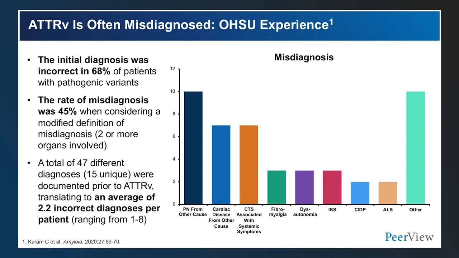This is also a Dr. Karam's study looking at OHSU experience, and you can see that there is often misdiagnosis with this disease. The initial diagnosis was incorrect in 68% of patients, with an average of 2 incorrect diagnoses per patient. The most common misdiagnoses were neuropathy from other forms, either diabetic or idiopathic, cardiac disease from other causes, and as you can see, CTS with associated symptoms.